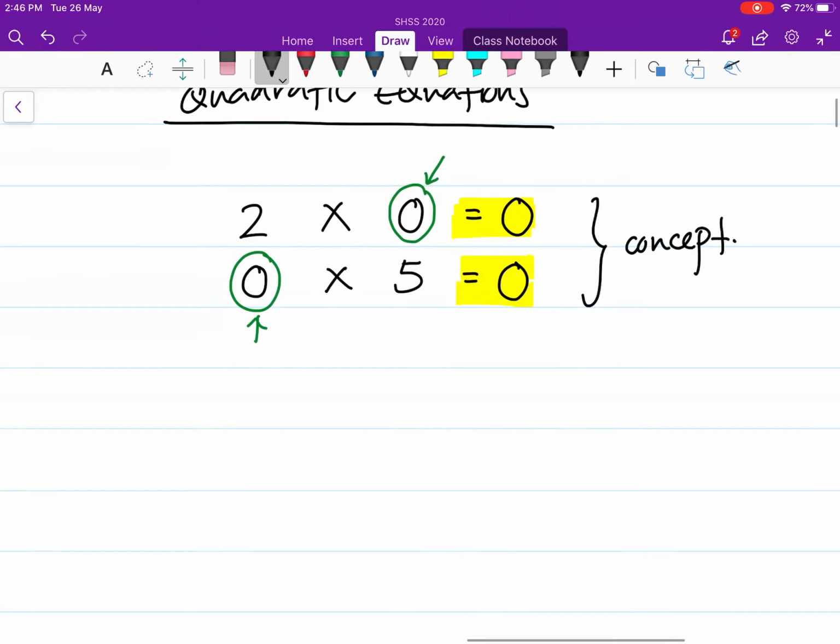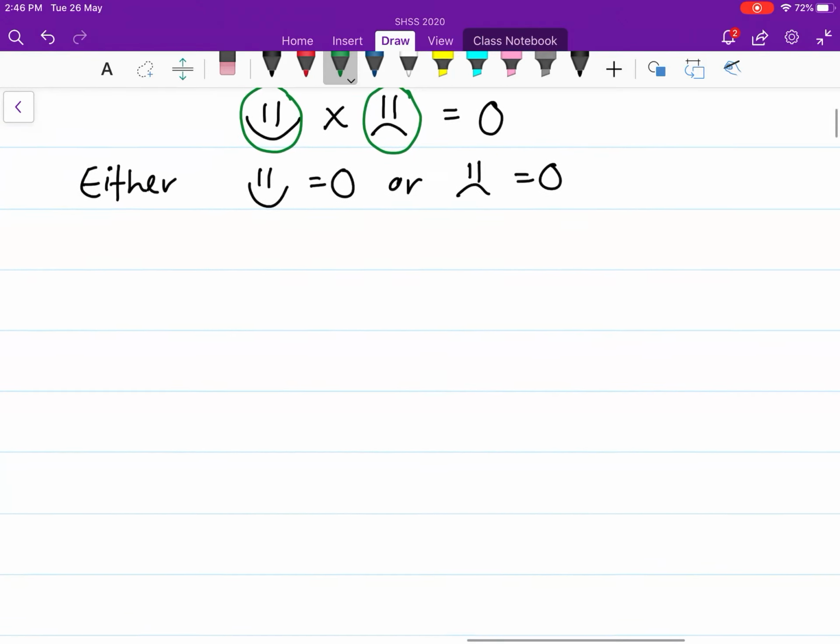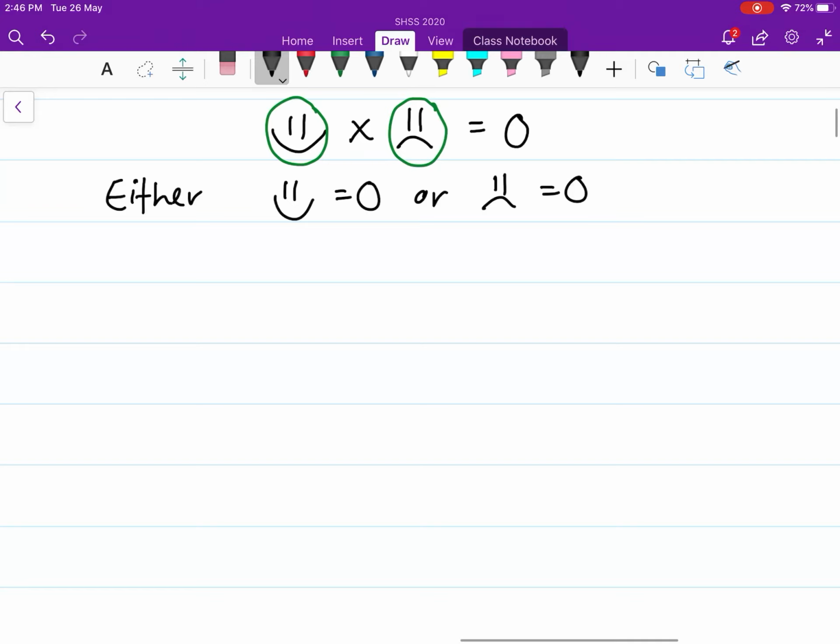From here we can conclude, if I have smiley face multiplied by sad face equals to 0, either the smiley face must be 0 or the sad face must be 0 for the equation to be true. So either this side is 0 or this side is 0, but one of them must be 0. Again, this is the concept. I'm going to go through this again. Instead of using smiley face and sad face, I'm going to use highlighter color. So the yellow color multiplied by blue color gives me 0.